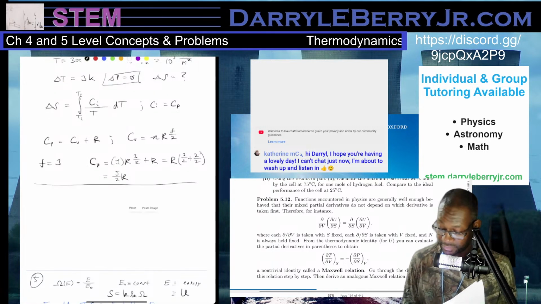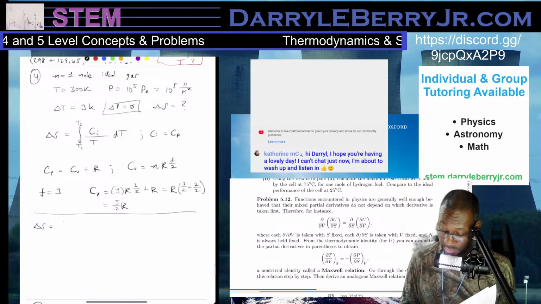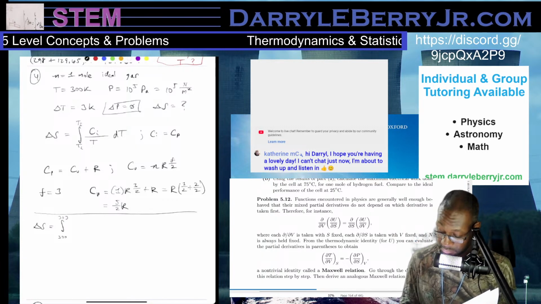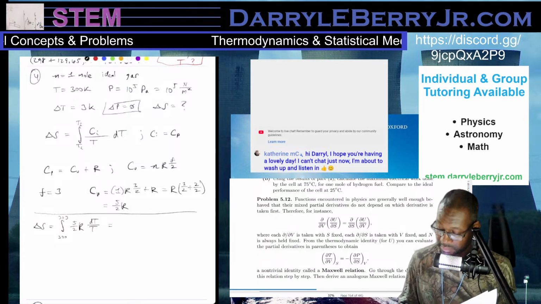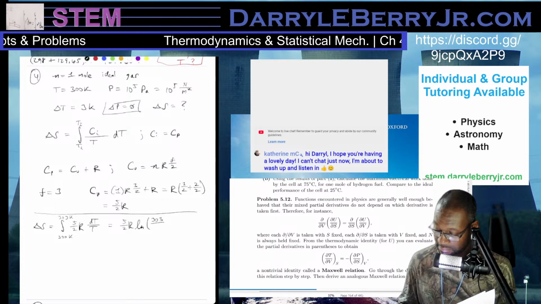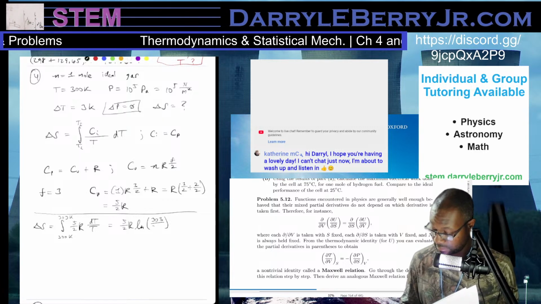Then I could just plug this in. Should have enough space here. Change in S equals the integral from 300 to 303 of 5 over 2 R dT over T. So that becomes 5 over 2 R ln, and these are Kelvin, 303 divided by 300. And to the others watching, let me know if you have any questions.